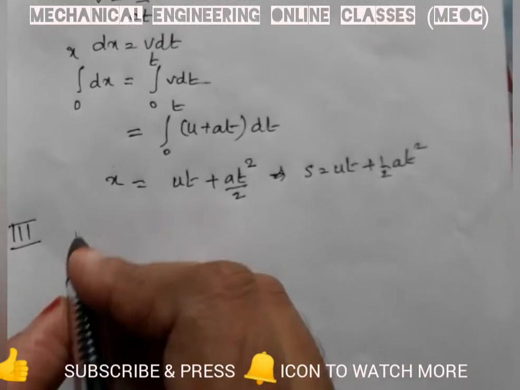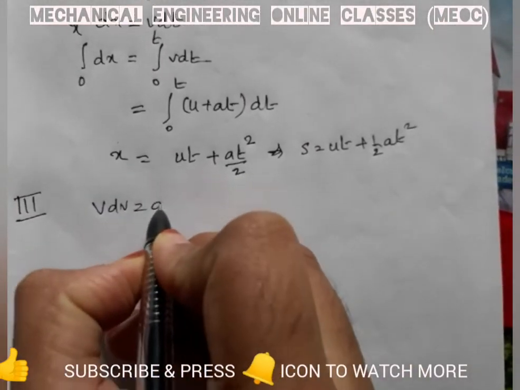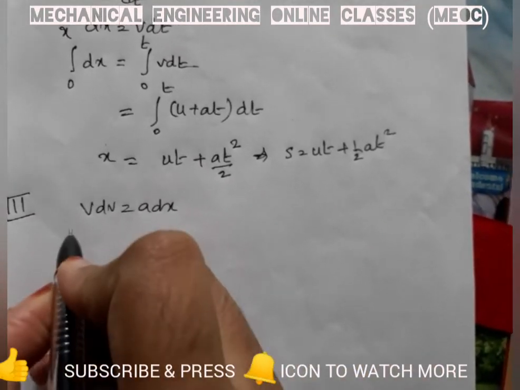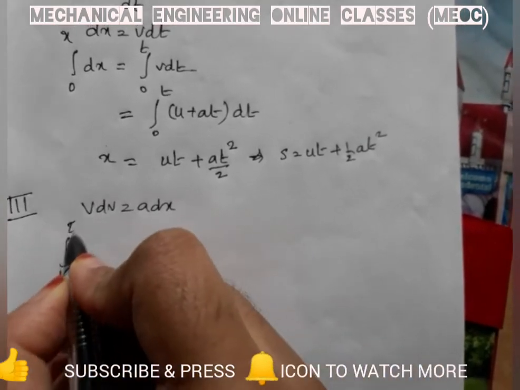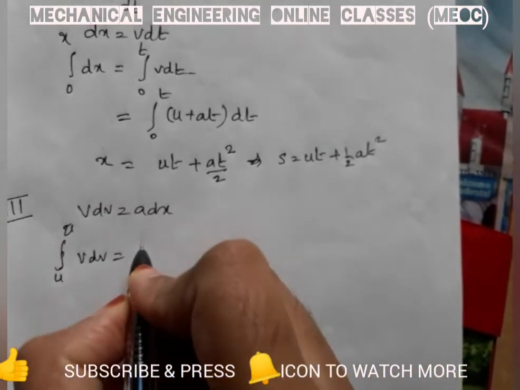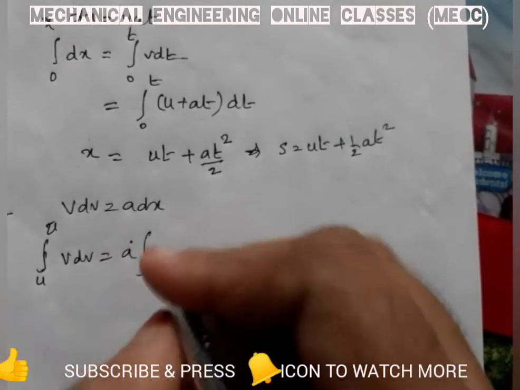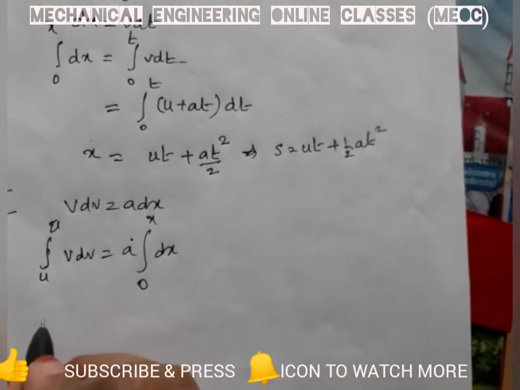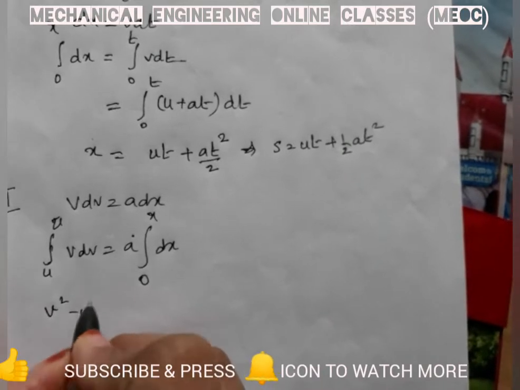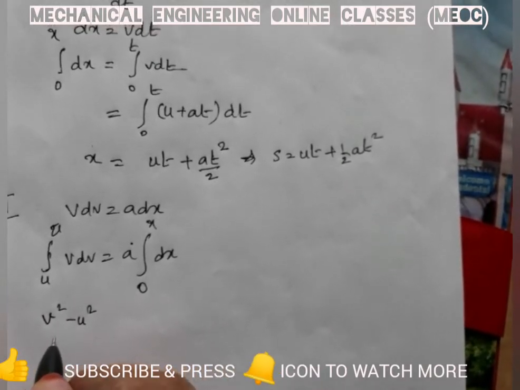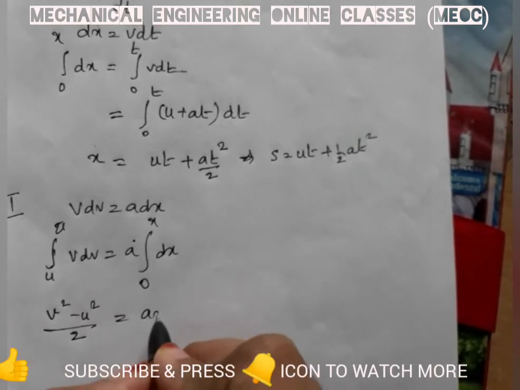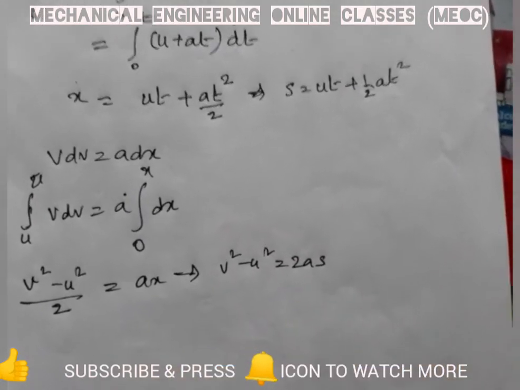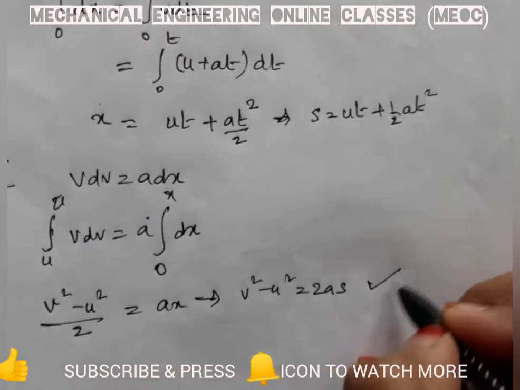Here another relation is v dv is equal to a dx. Let us try to integrate on both sides. So the velocity is from u to v. This is v dv is equal to a, the constant acceleration, 0 to x dx. So this will be v square minus u square by 2 is equal to ax, or v square minus u square is equal to 2as. s is nothing but x here. So this is another relation.